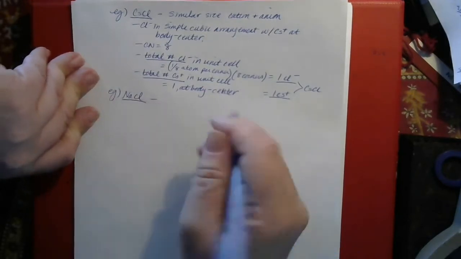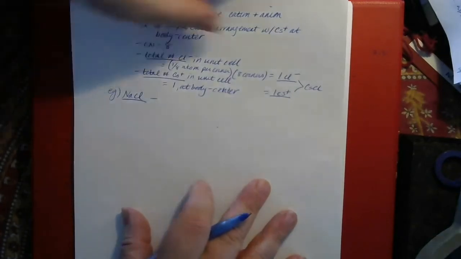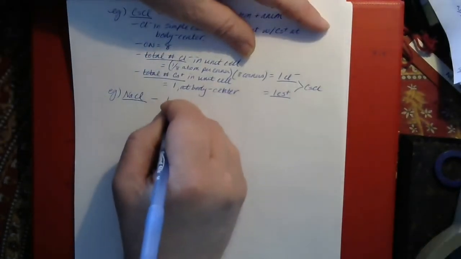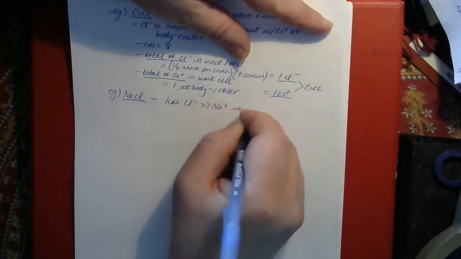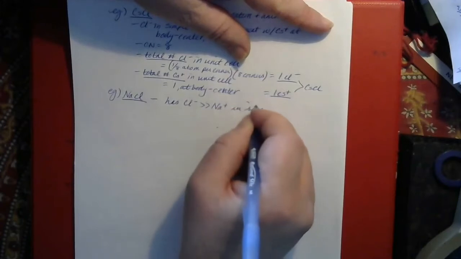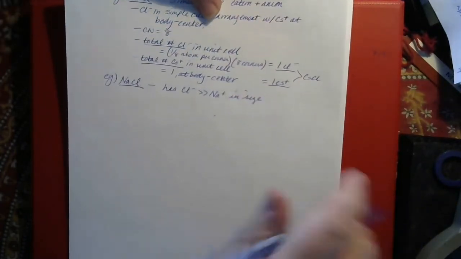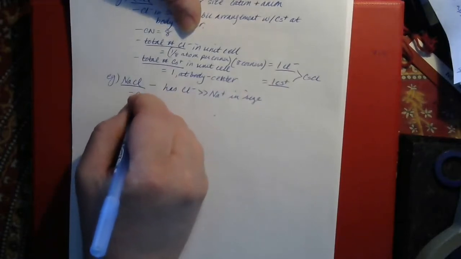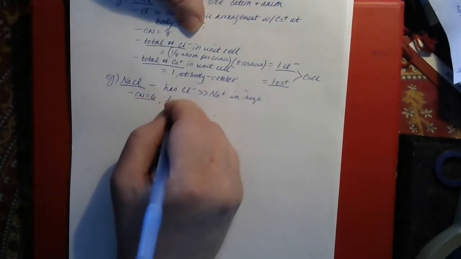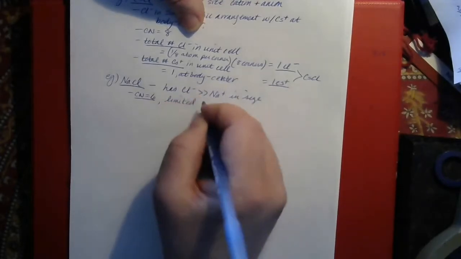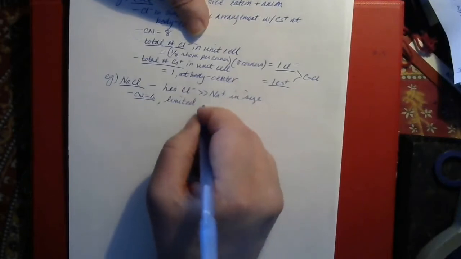Sodium chloride is an example of a common ionic compound where the ions are fairly different in size. The chloride ions are quite a bit bigger than the sodium ions. And so the coordination number is 6. And it's limited by the number of chloride ions that can fit around the little sodium ions.